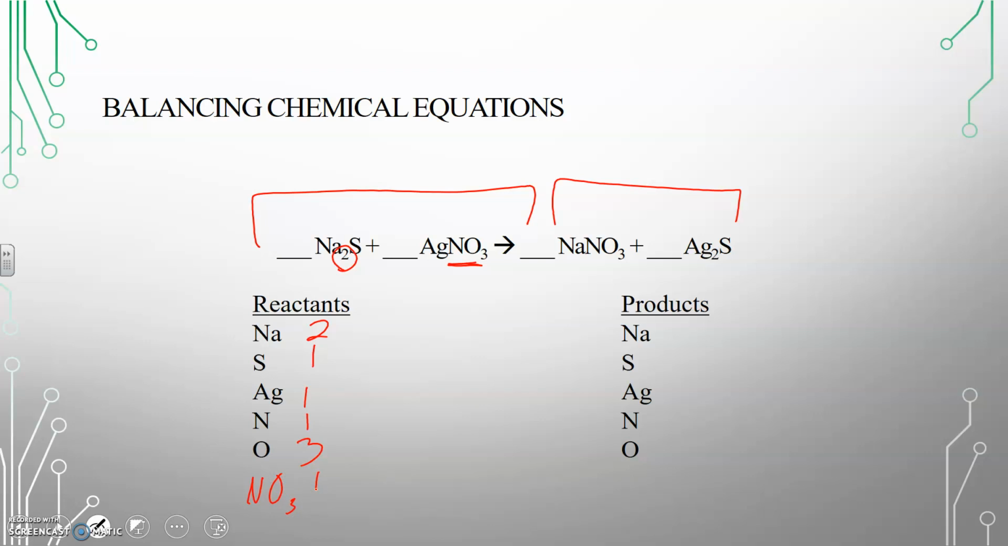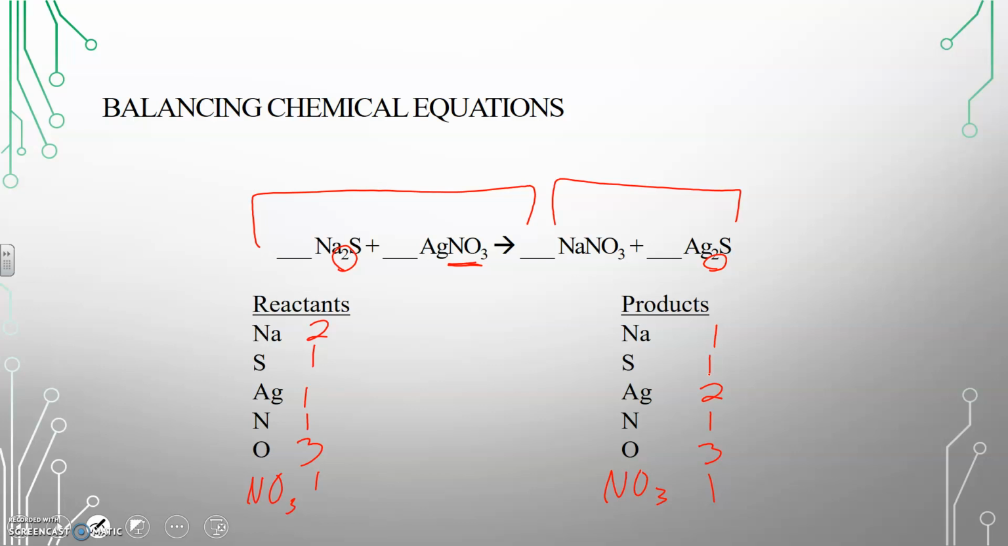Next up, we look at our products. So we have 1 sodium here. We have 1 nitrogen and 3 oxygens, or if you're doing it by polyatomic ion, you have 1 of your NO3s. Here we've got 2 silvers and 1 sulfur. Now with it listed out like this, especially as we have the elements in the same order on both sides of the reaction, it's pretty obvious to tell which of your compounds are not balanced or which of your elements are not balanced.